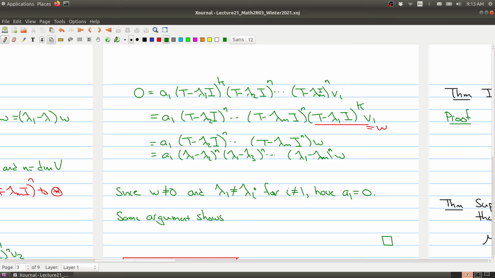Okay. So then we've shown that a1 is 0, and now we just have to go back and do the same argument to show that a2 and a3 all the way up to am are equal to 0. So this shows that the eigenvectors v1 up to vm are linearly independent. So hopefully this detailed proof expands upon what they did in the textbook and helps you understand this proof in a little bit more detail. So we'll pause here and move to a different topic in the second part.